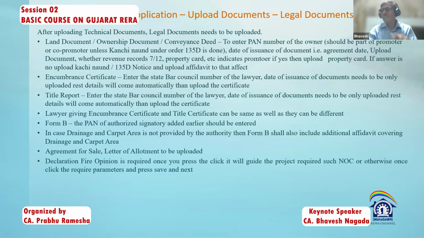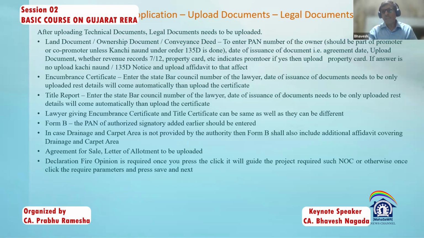Now, again, regarding Form B applications, in some cases which I found in Gujarat, the information on the drainage system or the carpet area has not been given. Specifically, there is a separate affidavit which needs to be worded and uploaded along with the main Form B to undo the effects of the non-disclosure of drainage and carpet area information. Again, the agreement for sale or sale agreement, and the letter of allotment, need to be uploaded.